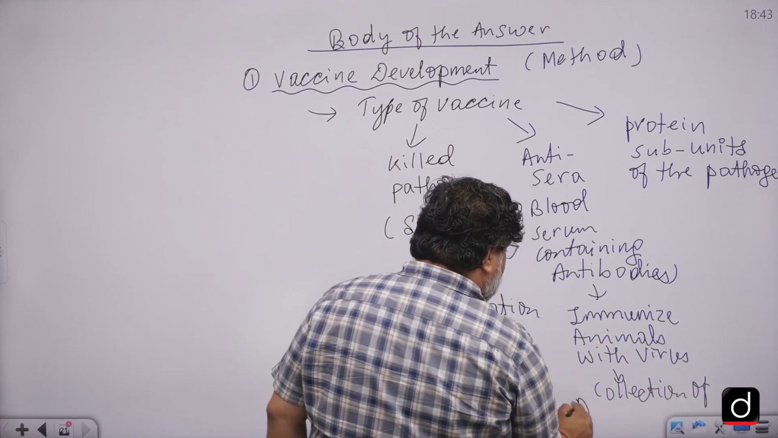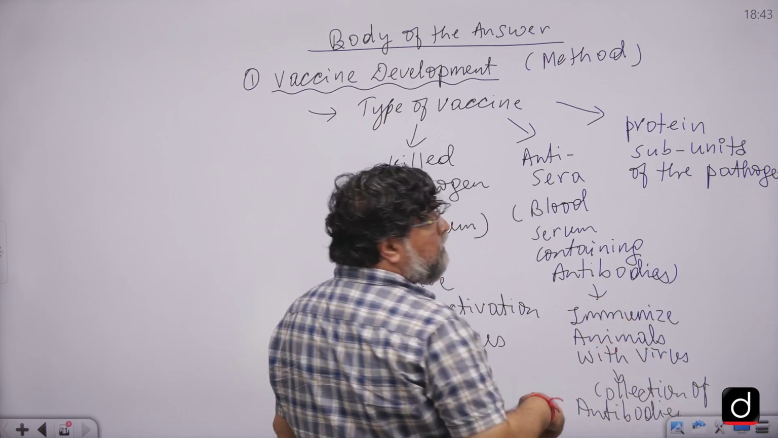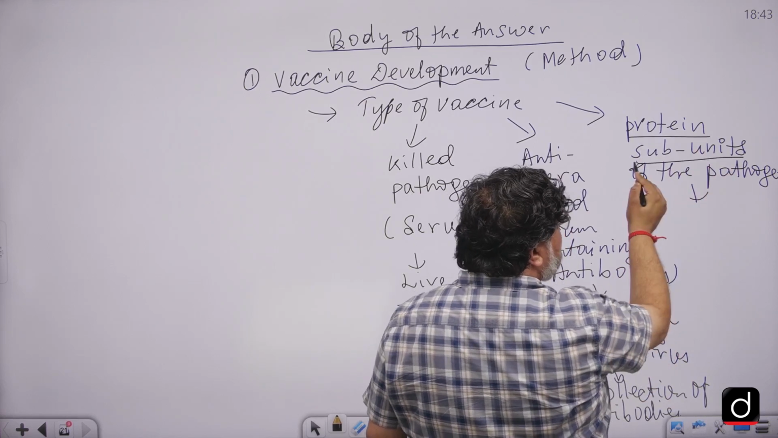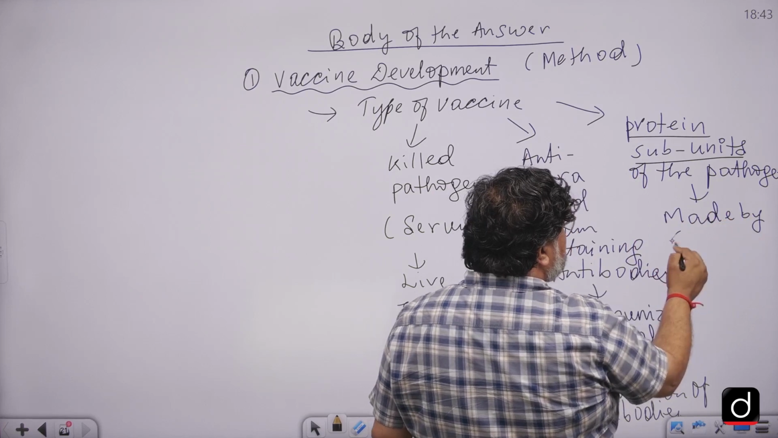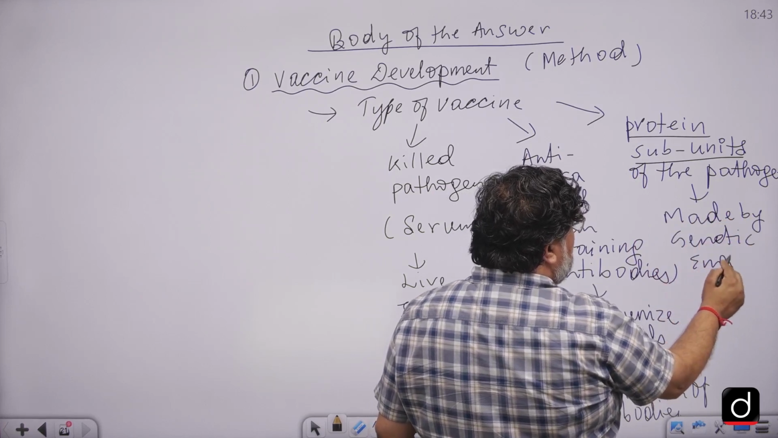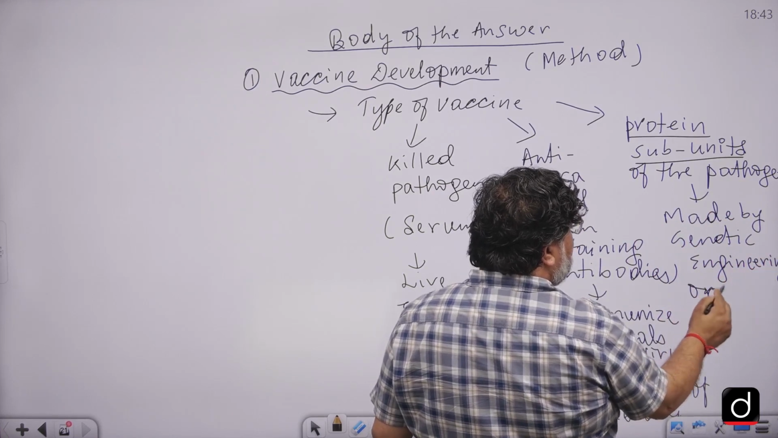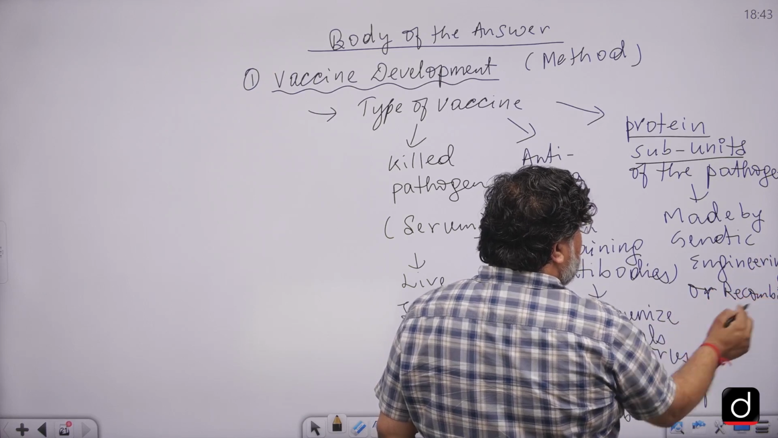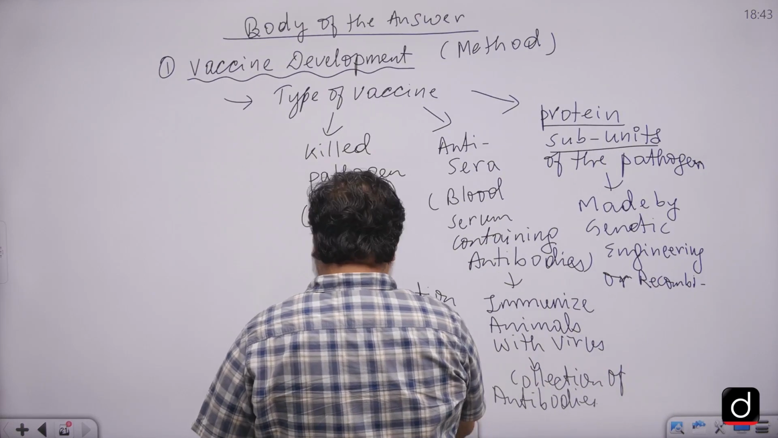There we take the antibodies, a collection of antibodies. Or we can take the protein subunit. Now, where are the protein subunits made from? This is made by genetic engineering, or recombinant DNA technology. We use the recombinant DNA technology method to develop that.